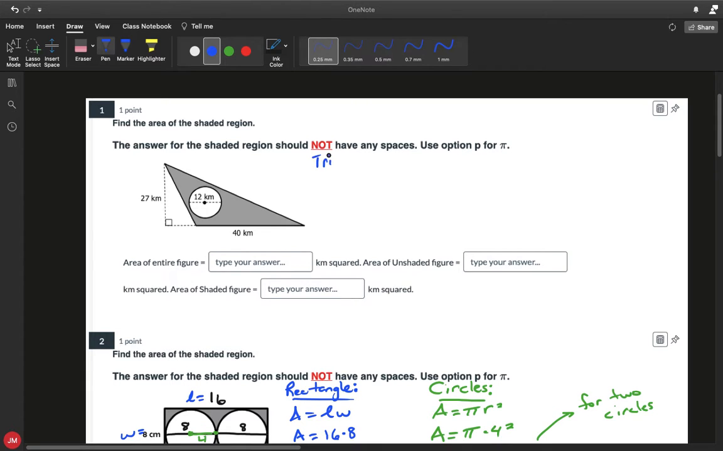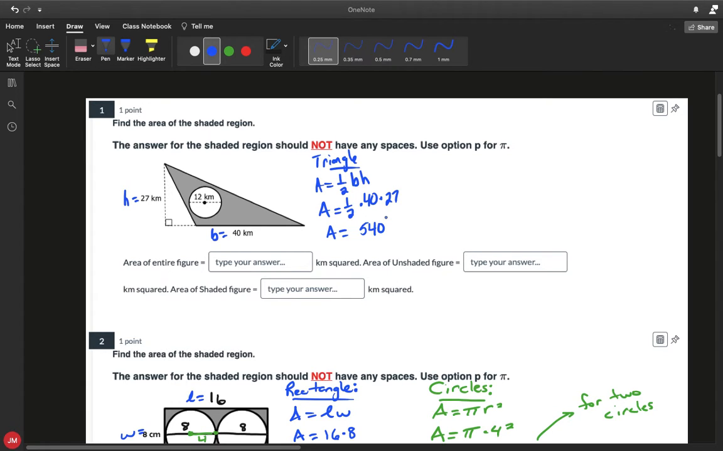So for the area for our triangle, remember that our formula that we're going to use for that is the area is equal to 1/2 the base multiplied by your height. In this case, the base of your triangle is 40 kilometers and the height is 27 kilometers. So when you put those into our formula, that's going to be 1/2 multiplied by 40 multiplied by 27. And when you multiply those three numbers together, you should end up with 540.